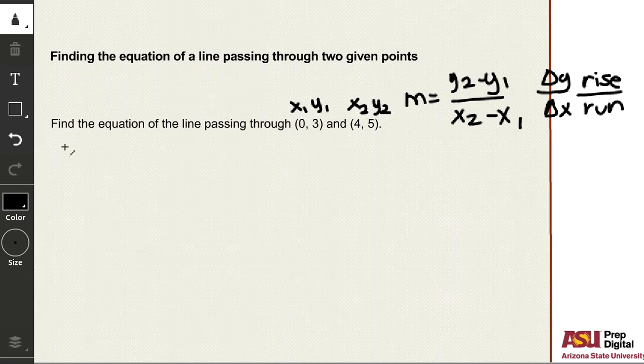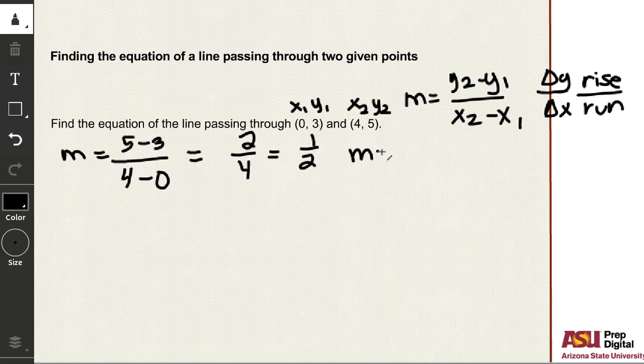And now utilizing the equation, my slope is y2, which is 5, minus y1, which is 3, divided by x2, which is 4, minus x1, which is 0. I'm going to simplify this, and I get 2 over 4, which is equal to 1/2. So there's my slope. Now we want the equation of a line.